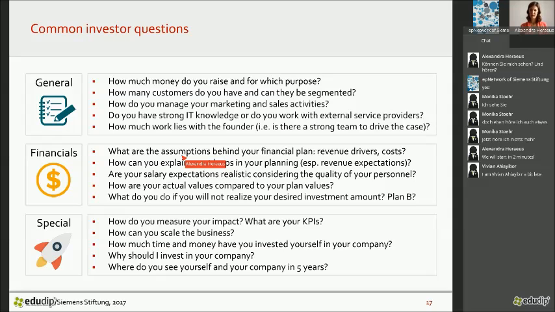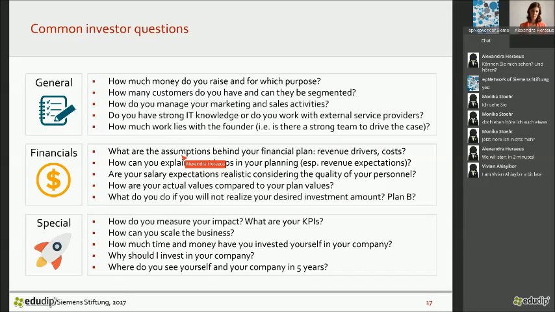So make sure you have enough flexibility in your plan where you can argue, okay, if I open up another store, then of course these figures will all change, but they will change not because of one reason, but because of several different reasons.